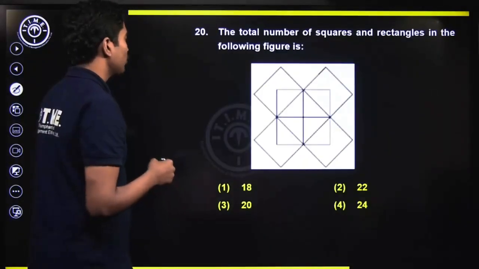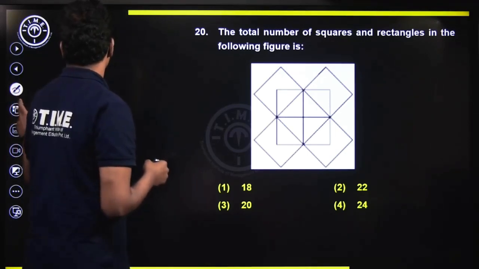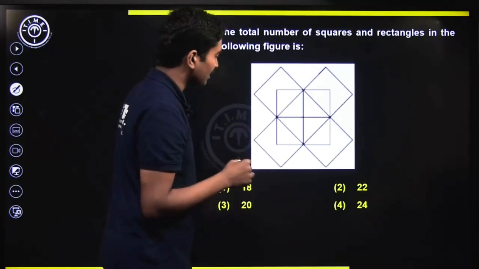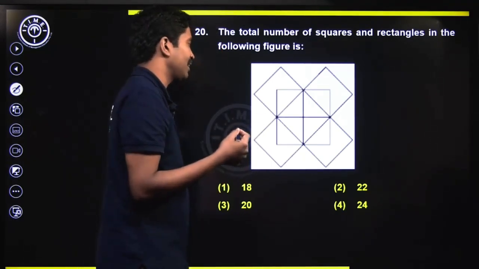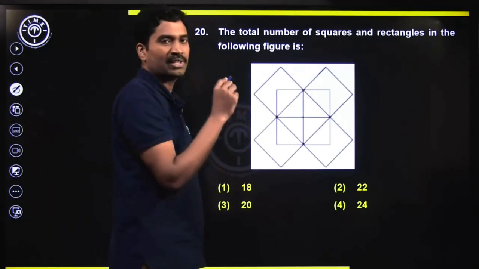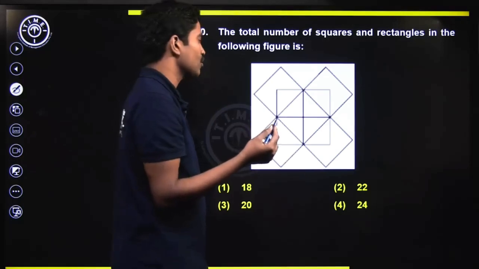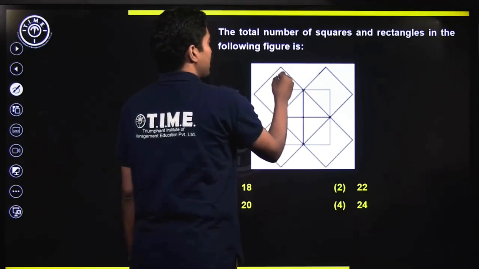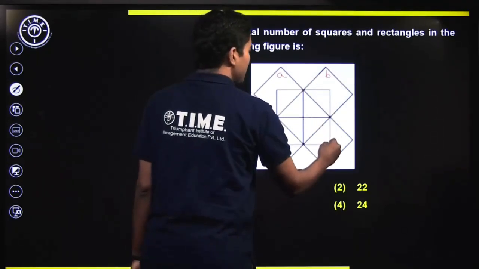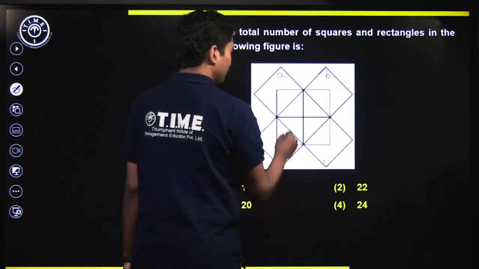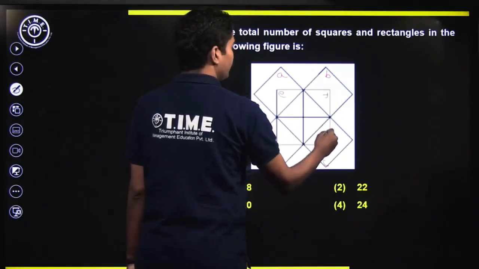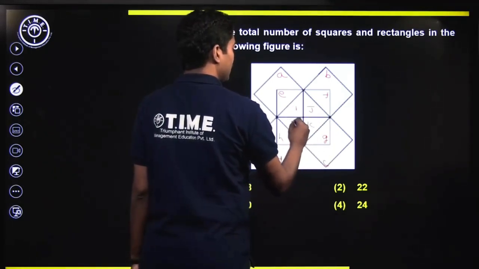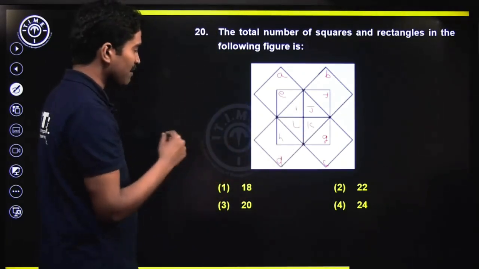Next question. The total number of squares and rectangles in the following figure is. I want to know all the squares and all the rectangles. Now let's not forget, a square is also a rectangle, but in this context, we are talking about squares where the sides are equal and rectangles where the sides are not equal. So we'll count it that way for the sake of ease. Let's label each of these areas as A, B, C and D, and the other areas as E, F, G, H and I, J, K and L.